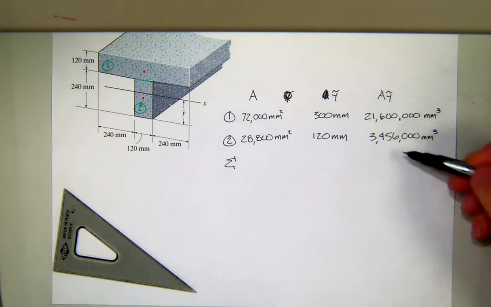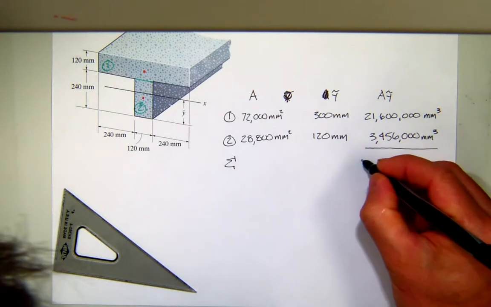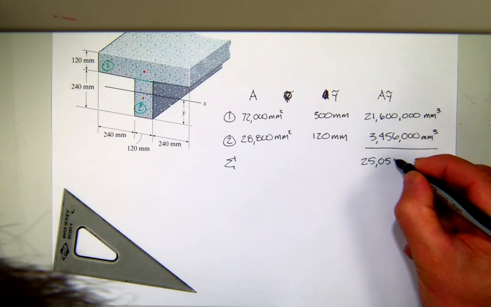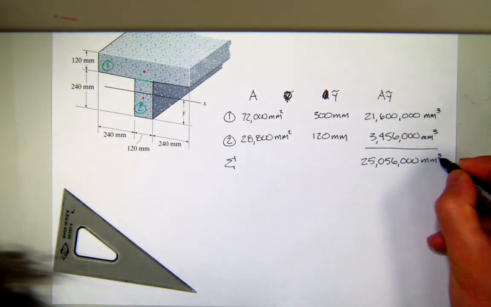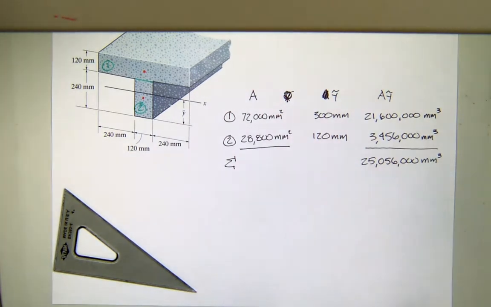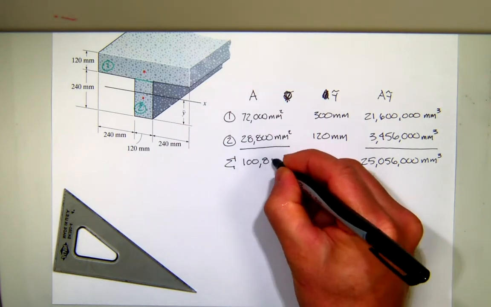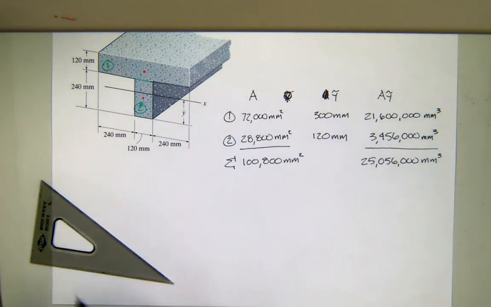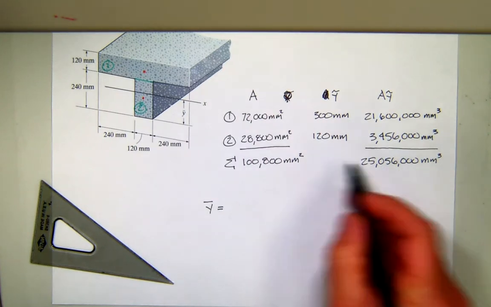So I want these sums. So the last one looks like it's 25,056,000. And then the sum of the areas is, is that 100,800? So it looks like y bar is going to be this divided by that.